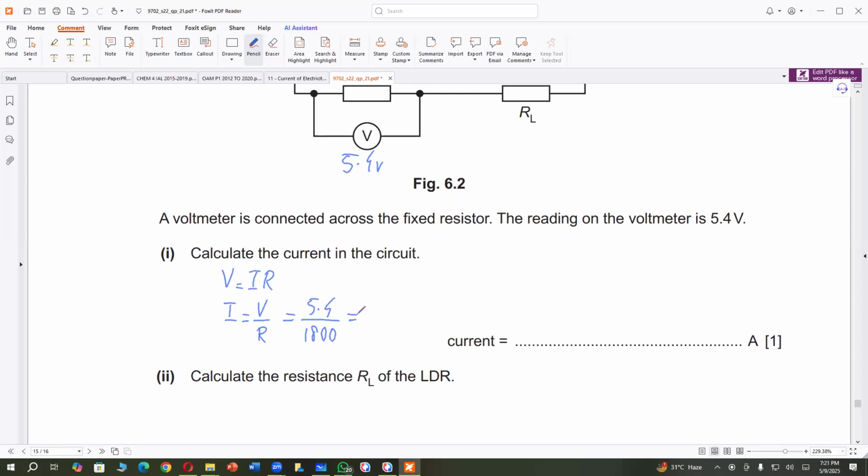Look at this working. It's 3 into 10 to the power minus 3 ampere.